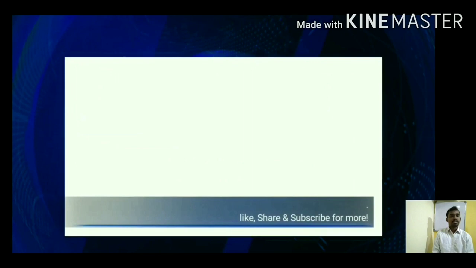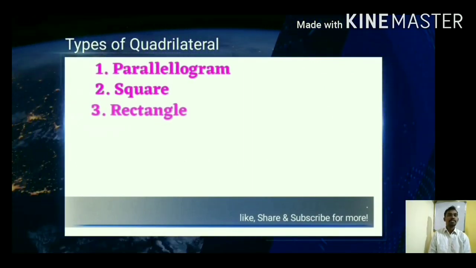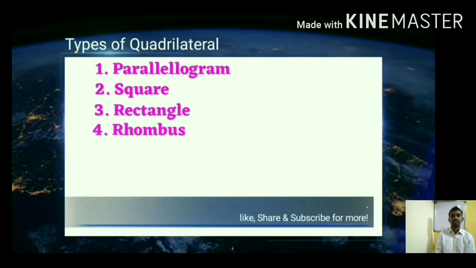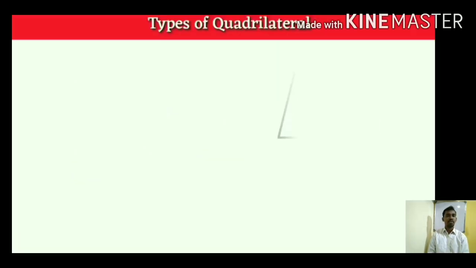Now we will discuss types of quadrilaterals. First one is parallelogram, second one square, third one rectangle, fourth one rhombus, fifth one trapezium, and last one, sixth one, is kite. Now one by one we will discuss.